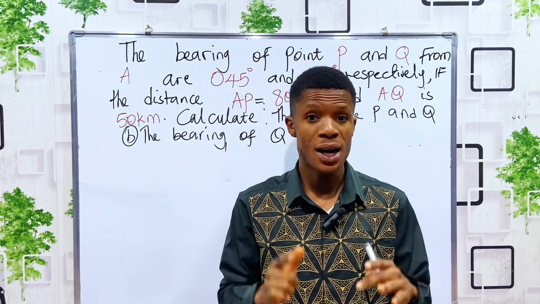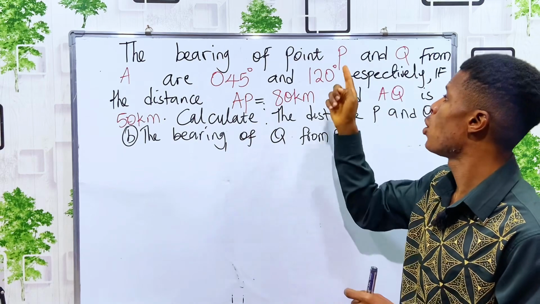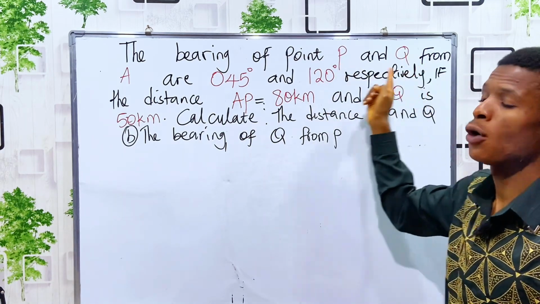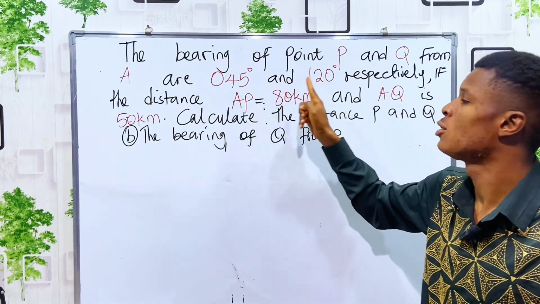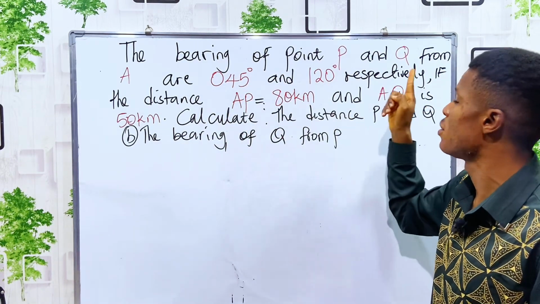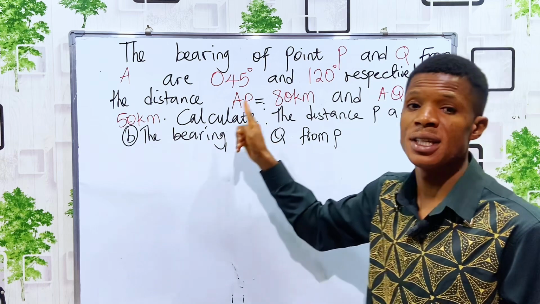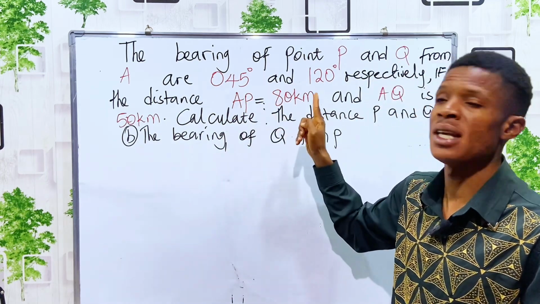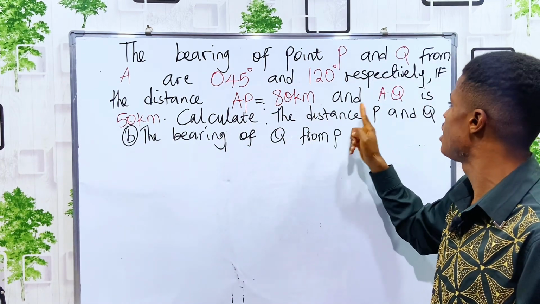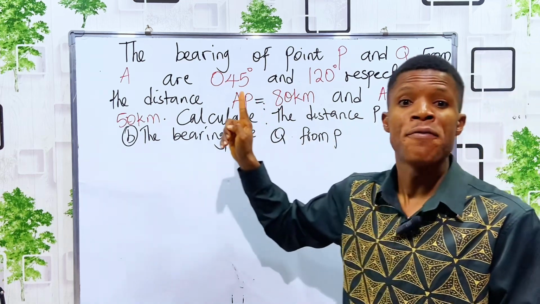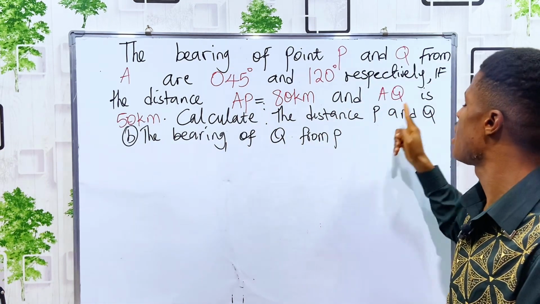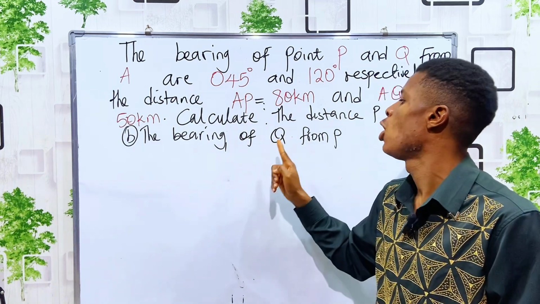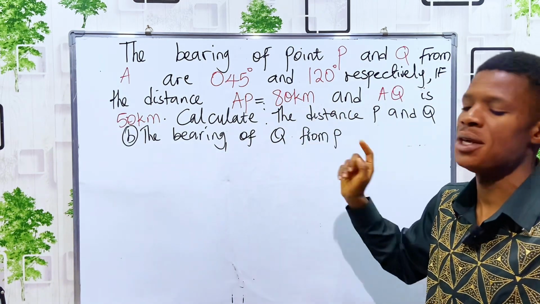We are given that the bearings of points P and Q from A are 45 degrees and 120 degrees respectively. If the distance AP is 80 kilometers and the distance AQ is 50 kilometers, calculate the distance between P and Q and the bearing of Q from P.